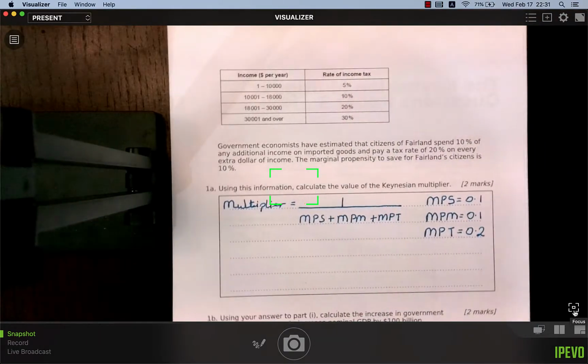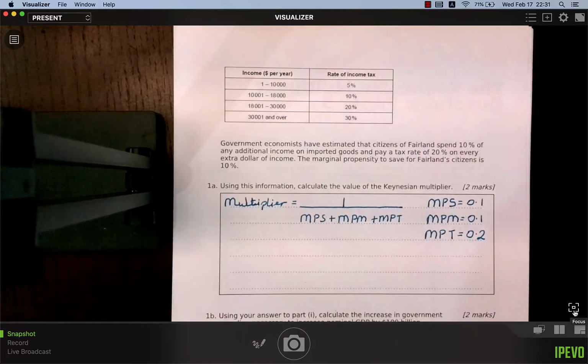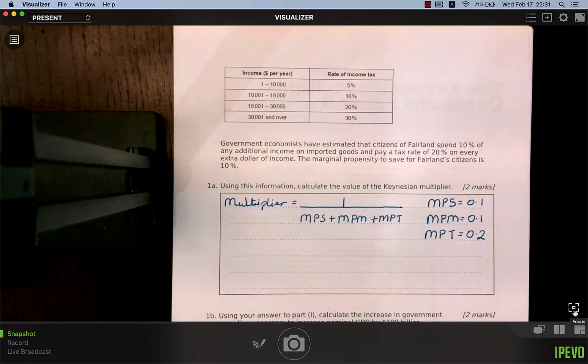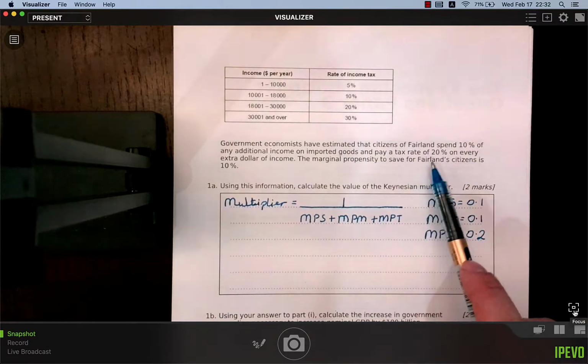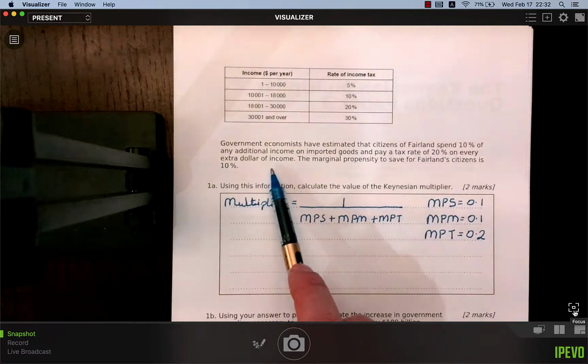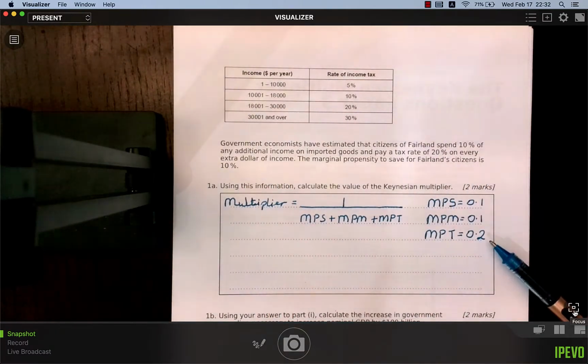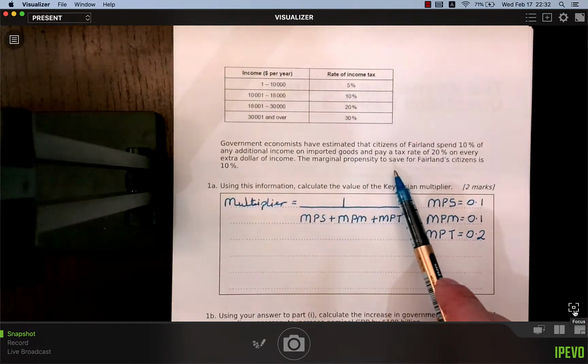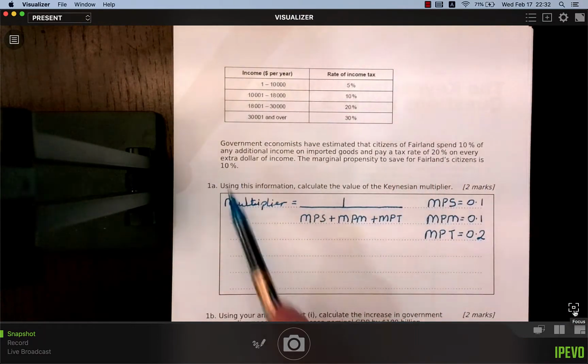Okay, good. Government economists have estimated that citizens of Fairland spend 10% of any additional income on imported goods. That's an MPM of 0.1, and pay a tax rate of 20% on every extra dollar of income. That's an MPT of 0.2, and the marginal propensity to save for Fairland citizens is 10%, an MPS of 0.1.